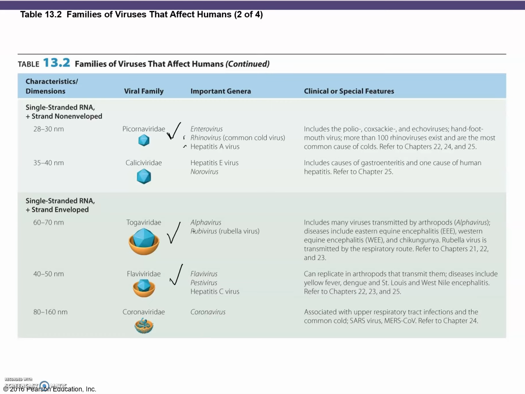And then, very important, very famous right now, the Coronaviridae. You should definitely know about those, and everybody does know about those. The coronaviruses include the common cold, and the SARS virus and MERS coronavirus right there. And obviously, everybody's talking about the novel coronavirus 19.